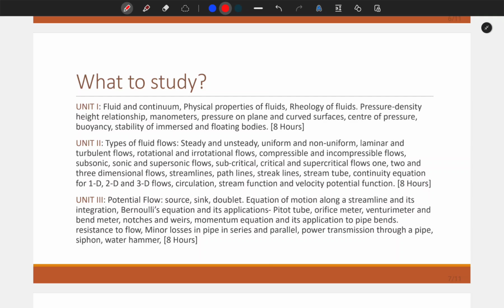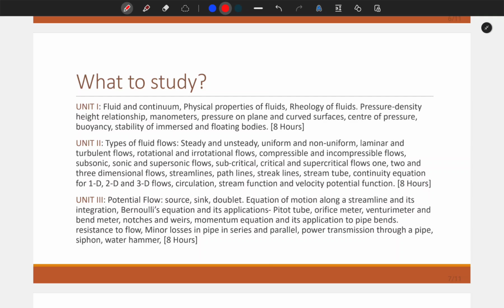And later on, some flow characteristics like streamlines, path lines, streak lines, stream tube, continuity equation, which is very important as per the exam for 1D, 2D and 3-dimensional flows, and some mathematical functions which are used in this fluid mechanics motion, like stream function and velocity potential function.